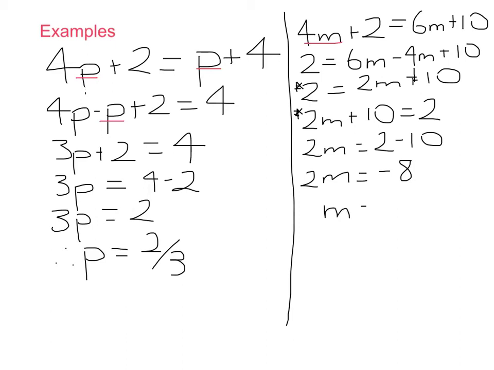So m equals, 2m is multiplication. The inverse of multiplication is division. So 2m equals negative 8 divided by 2. Therefore, okay, let's simplify this. Highest common factor for 8 and 2 is 2. 2 goes into 2 once. 2 goes into negative 8, negative 4 times. Therefore, m equals negative 4. Pretty straightforward, guys.